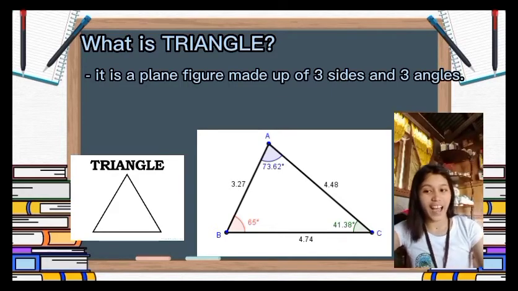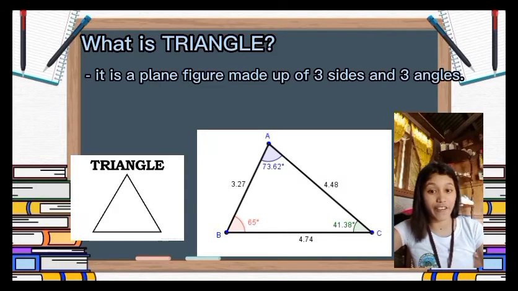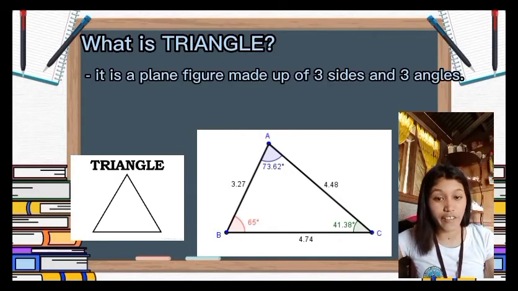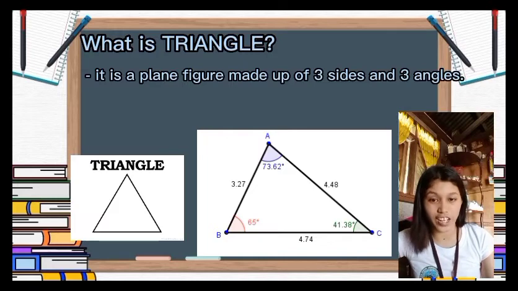The angle is formed by the sides of a polygon and is inside the figure. If you notice the picture, the angles there are 73.6 degrees, 65 degrees, and 41.38 degrees. Those are the measurements of the angles inside the triangle. And the sides there are 3.7, 4.8, and 4.74. Those are called the sides.